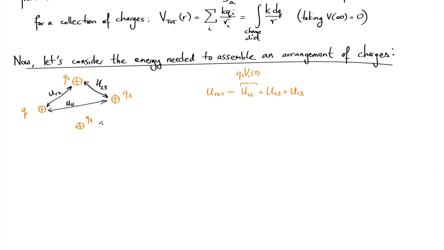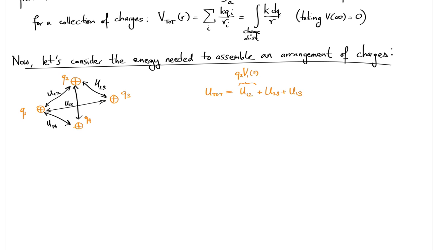So here's Q4. So now when I bring Q4 in, it's going to feel an electric field from Q1, Q2, and Q3. So there'll be some interaction, some potential that's set up between Q1 and Q4. So I'll call that U14. Some potential set up between Q2 and Q4. So I'll call that U24. And then Q3 and Q4. I'll call that U34. So I'm going to have to add all those terms to the sum.